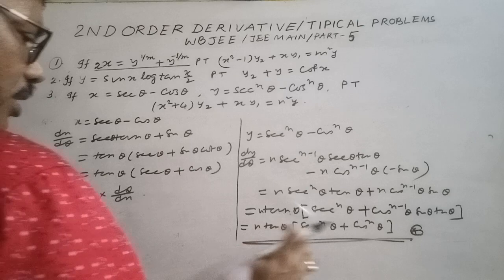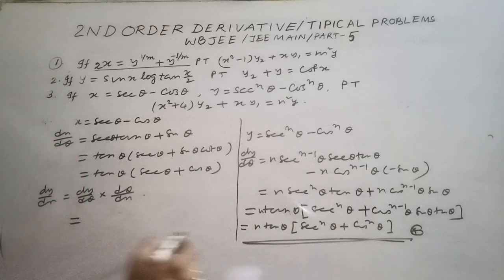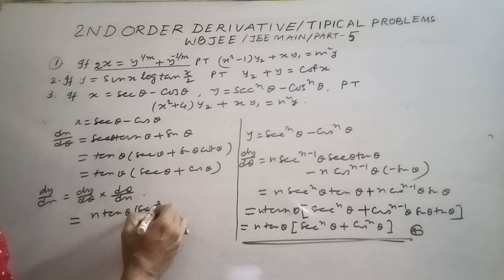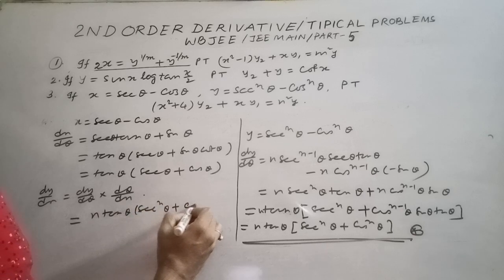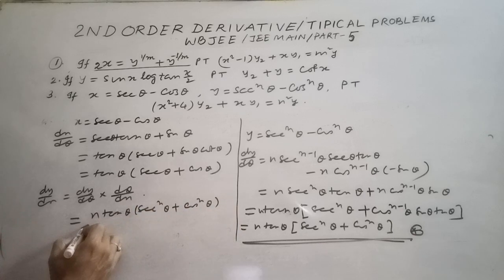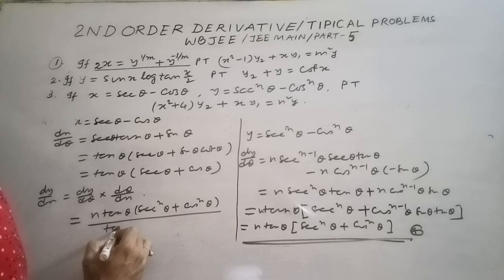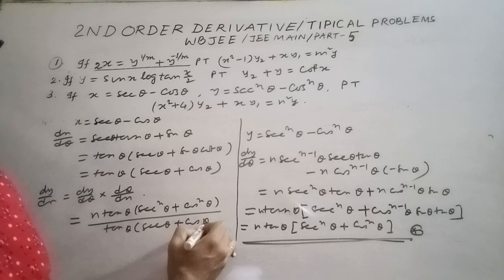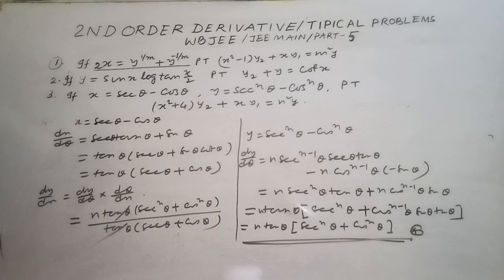So what is dy/dθ? n tan θ into sec^n θ cos^n θ, divided by tan θ into (sec θ + cos θ). So tan θ is cancelled out.